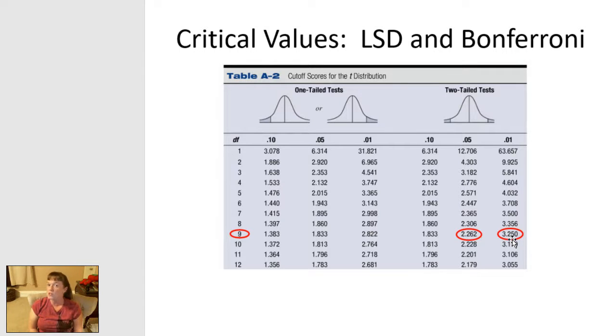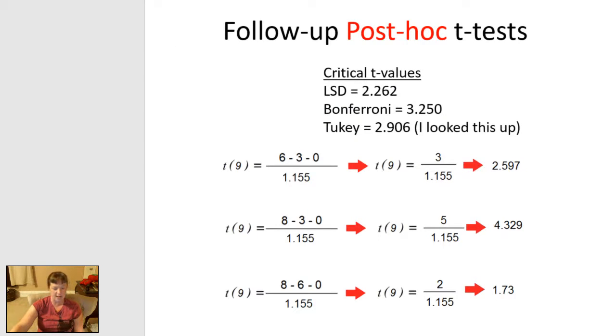So it's going to be more difficult for me to reject the null hypothesis. And so let's see what that does for our follow-up t-test. Now, the critical value for a Fisher's LSD is 2.262. We just looked it up. The critical value for using a Bonferroni approach is 3.250.